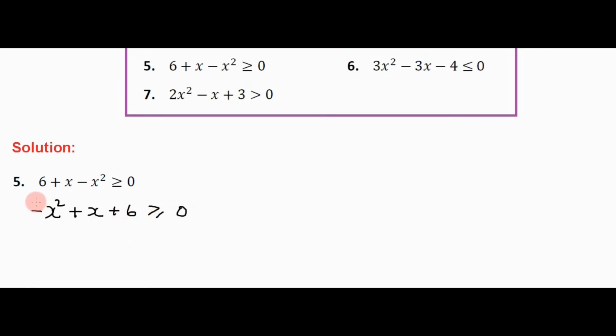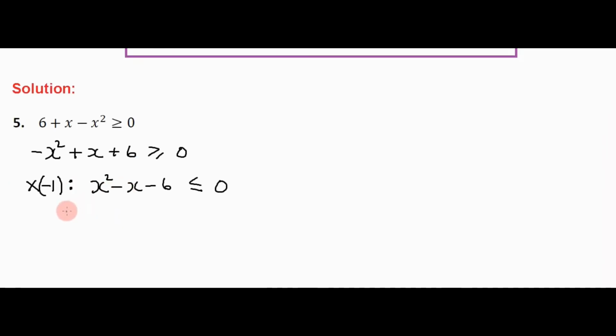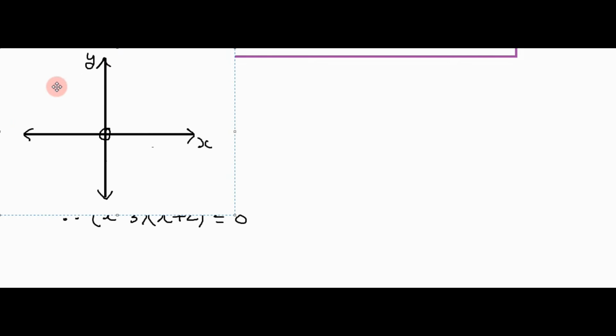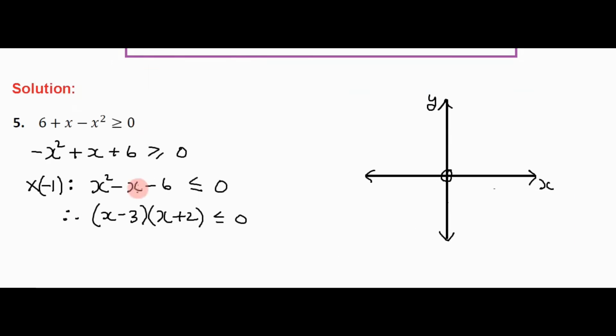Before we factorize, we want to get rid of the minus in front of the x squared. So we're going to multiply through by negative 1. Of course, then the inequality will switch around. So we have x squared minus x minus 6 less than or equal to 0. Now we can factorize the left-hand side. It's x minus 3 times x plus 2. So we can draw the parabola now. And in this case, the roots will be positive 3 and negative 2.